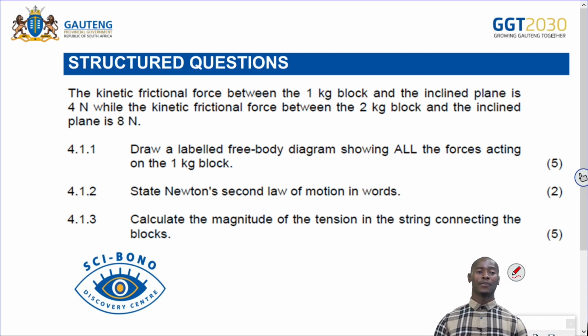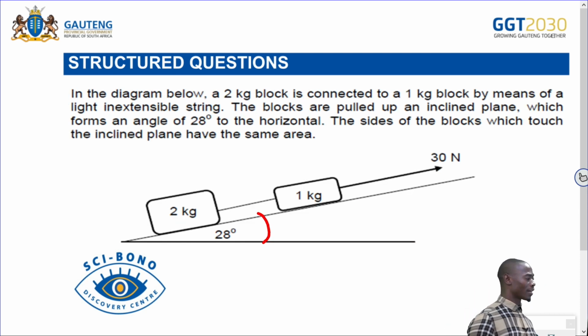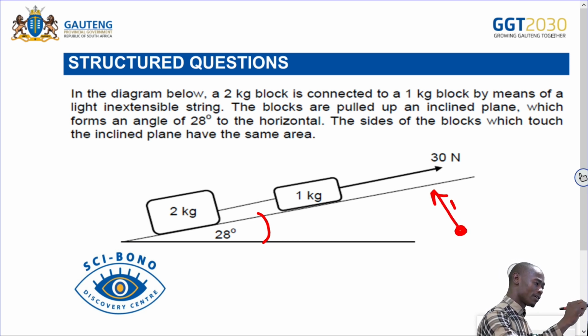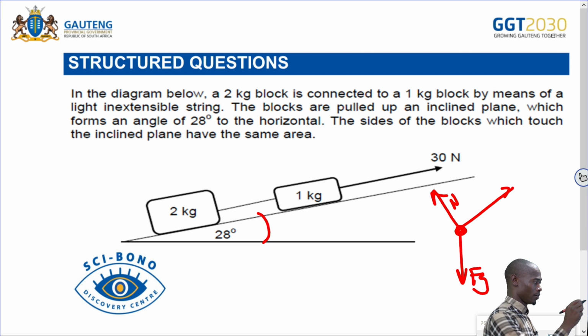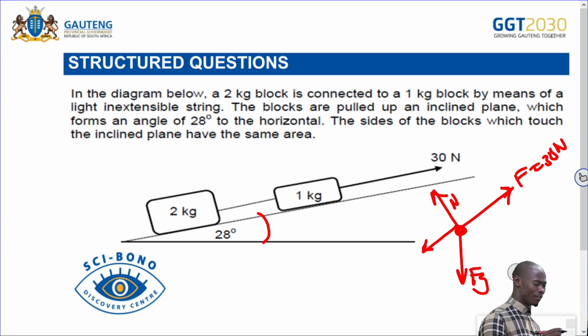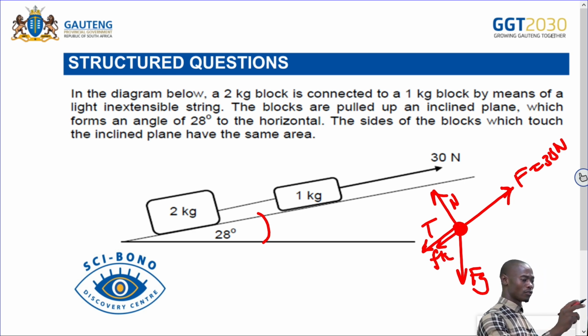Then draw a labeled free body diagram showing all the forces acting on the 1 kilogram block. So for the 1 kilogram block, how many forces are there? I have the normal force. I have my Fg. I have the force applied on this block, which is 30 newtons. And then what else do I have? I have tension because there's a string, which is acting down the slope. And what else? There's friction here, which opposes the motion. So there's Fk. So how many forces? 1, 2, 3, 4, 5. So there are 5. So we're expecting how many marks? 5 marks.